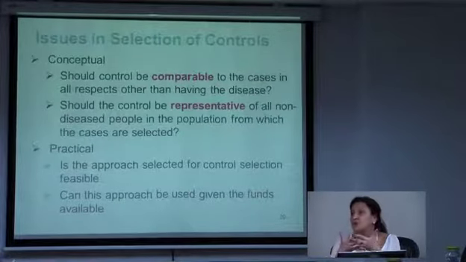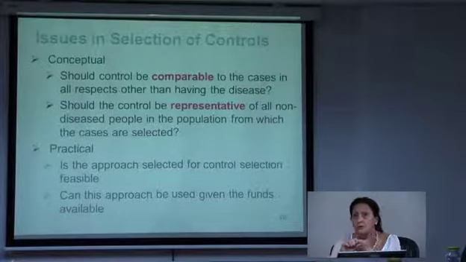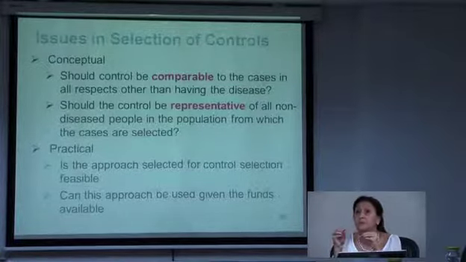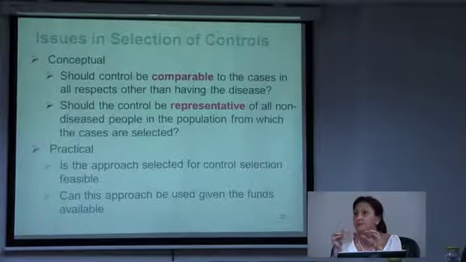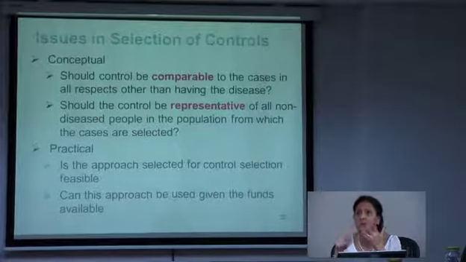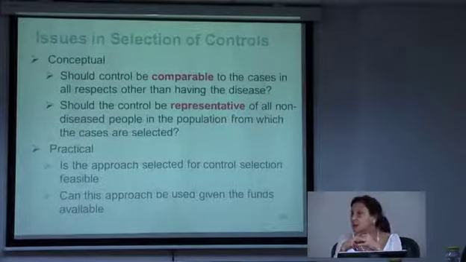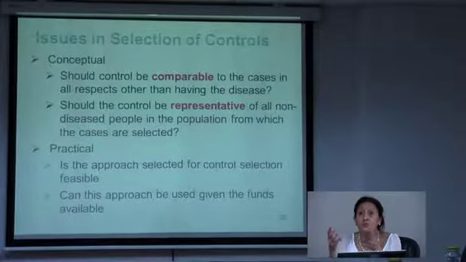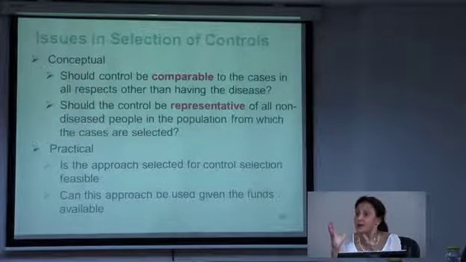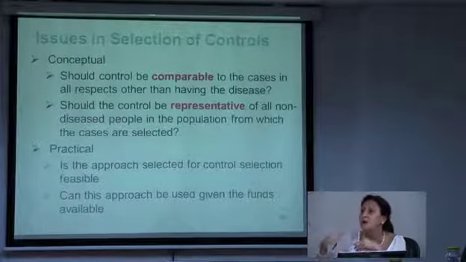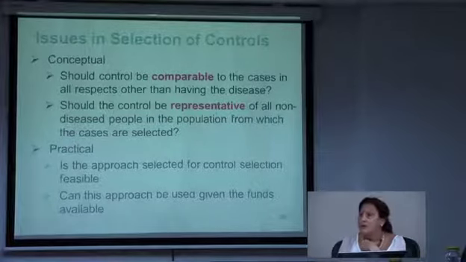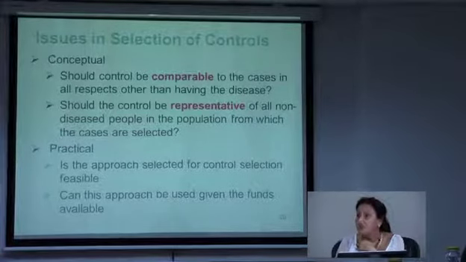However, there are issues when we select a control. The conceptual issue is, should they be very comparable to the cases except for the disease? So they should come from the same environment, the same SES, etc. And should they be representative of all non-diseased people in the population? So should they come from really the healthy? And to what extent should they be comparable? They should be alike with respect to variables such as socio-demographic, social environment, etc.